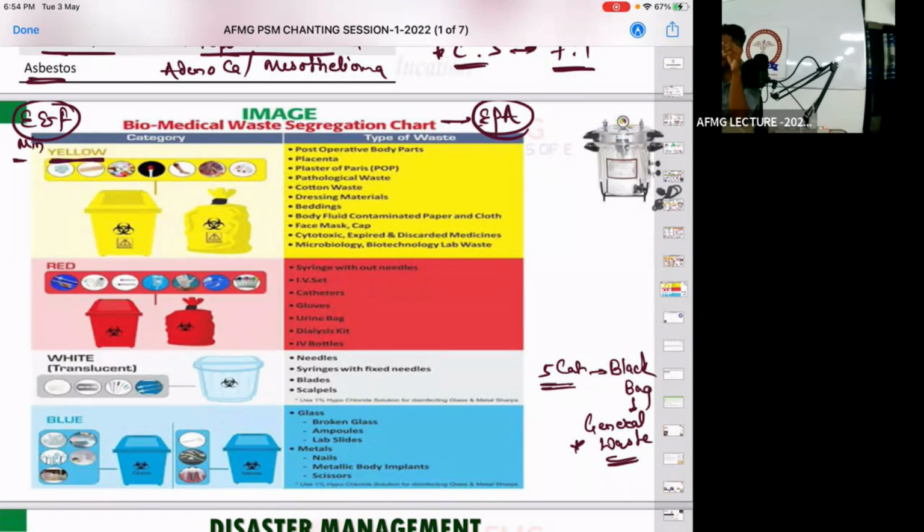Okay, yellow bag, if I talk about it. So yellow bag, red bag, white bag or blue bag. Sorry. Please remember, yellow and red are bags. But white is a translucent container. Whereas blue is a box. If blue is not in the options, the second thing to be marked is a cardboard box.